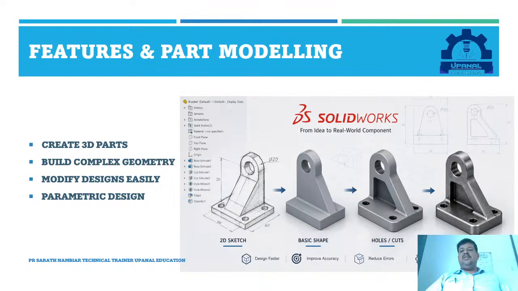So let's start with the most fundamental capability of SolidWorks, which is features and part modeling. This is where we create individual components of a product. For example, if you are designing a machine, we may need to create a bracket, shaft, housing cover, gear, or any other individual component. Each of these can be created as a separate 3D part.